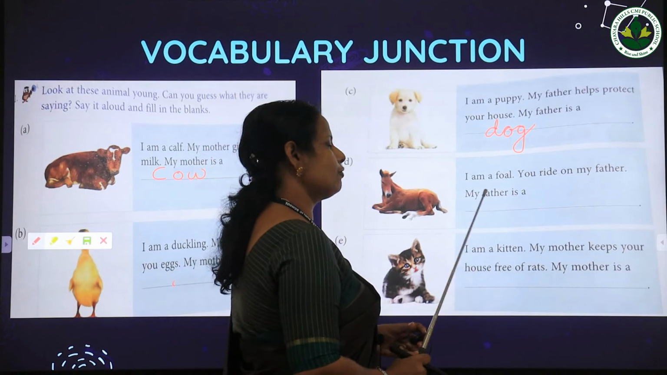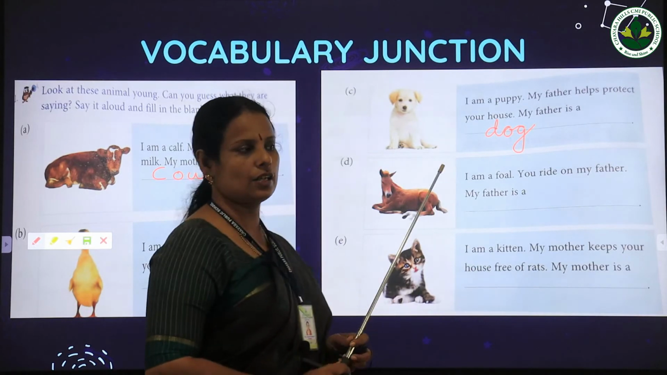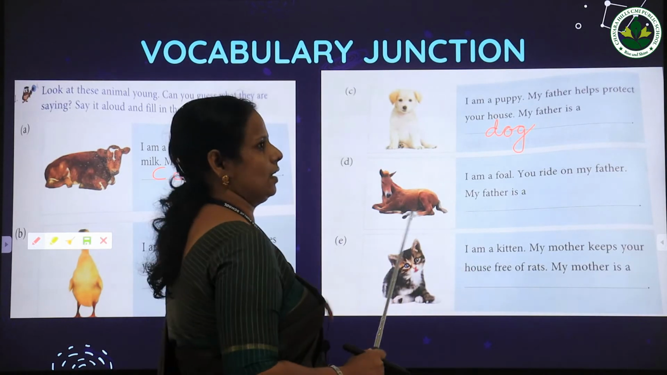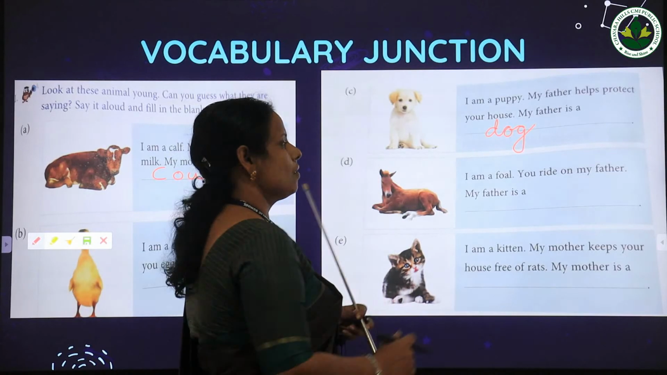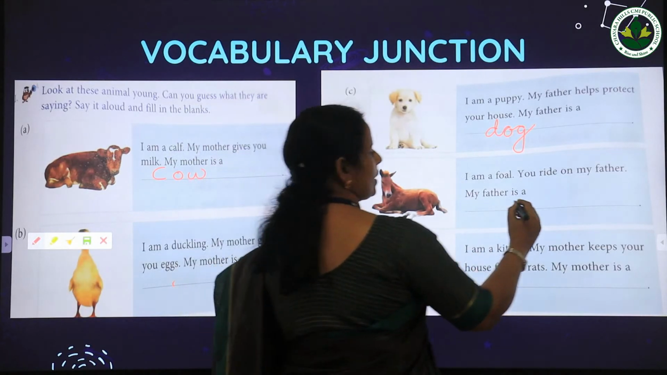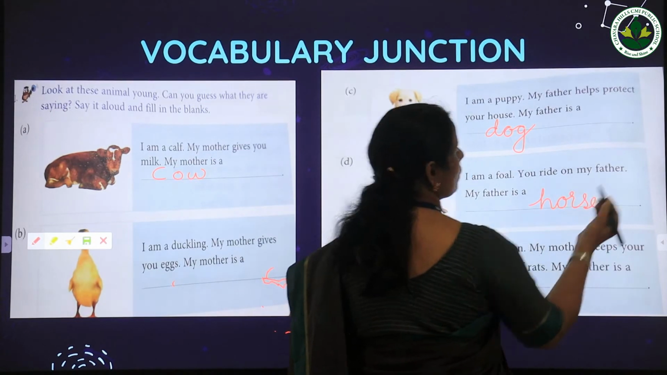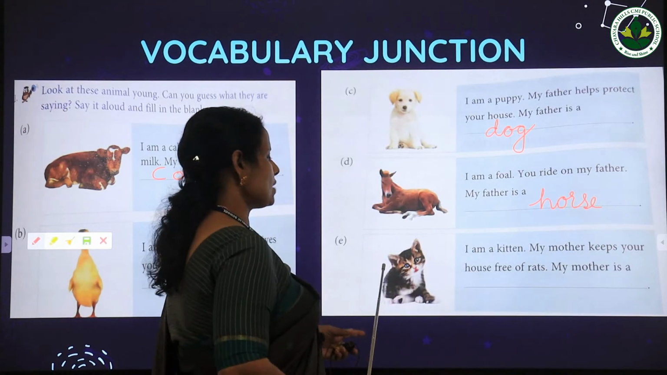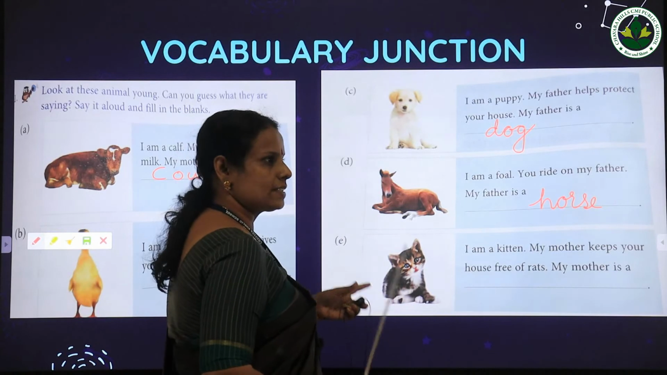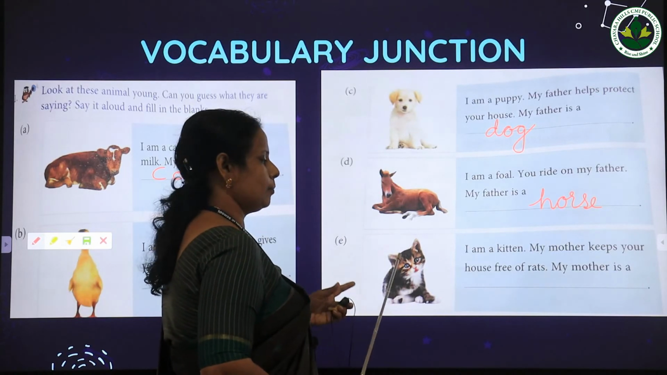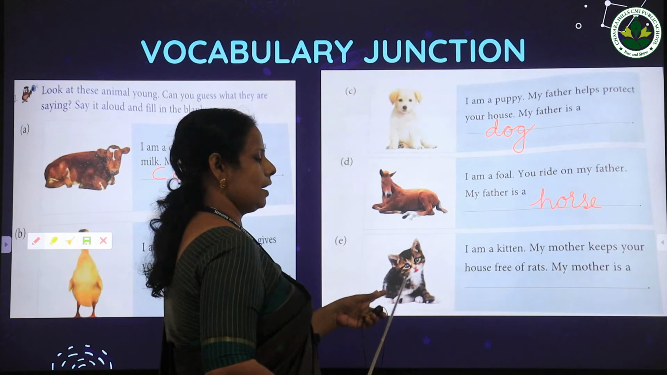Then next, I am a foal. You ride on my father. My father is a dash. We all like to ride on this animal, isn't it? What's the father of a foal? It's a horse. H-O-R-S-E, horse.